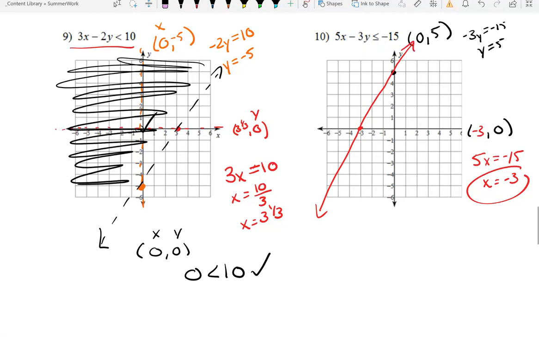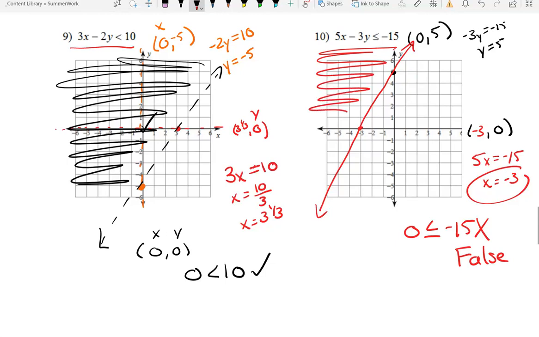I'm going to test my point 0, 0. So I'm going to get 0 is less than or equal to negative 15. This is false. So that means this point is not a solution, which means nothing on this side is a solution, so all my answers are on the other side. That's how you shade, and that's how I suggest you start graphing when you see something in standard form and not y equals mx plus b.